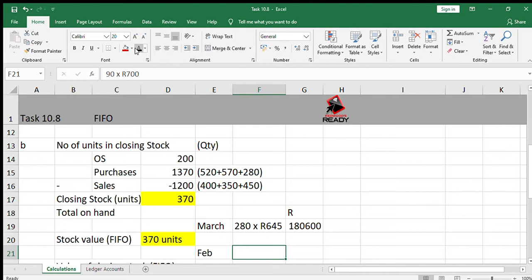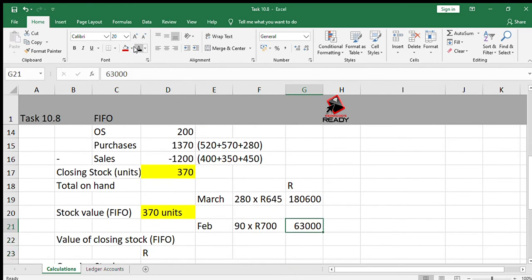Now 700 is the cost price, 680 plus 20 Rand per unit, right? So 90 times 700, and that will give us our answer of 63,000. We're just going to add up the two answers now, and that will be the value of the closing stock. So 243,600, which we're going to use in our calculations moving ahead.